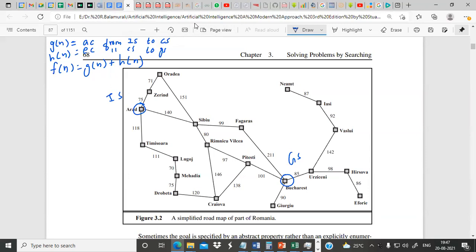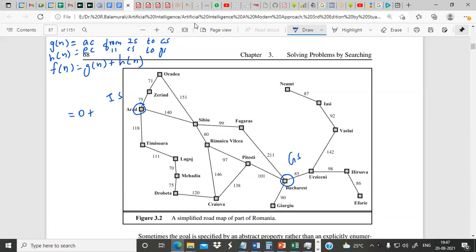So what is our g of n at this point? When the agent is in Arad, what is g of n? G of n is the actual cost from the initial state to the current state. Now, initial state and current state are both the same. So what is the actual cost of reaching from the initial state to the initial state? What is the cost of reaching from Arad to Arad? It is 0. So g of n is 0.